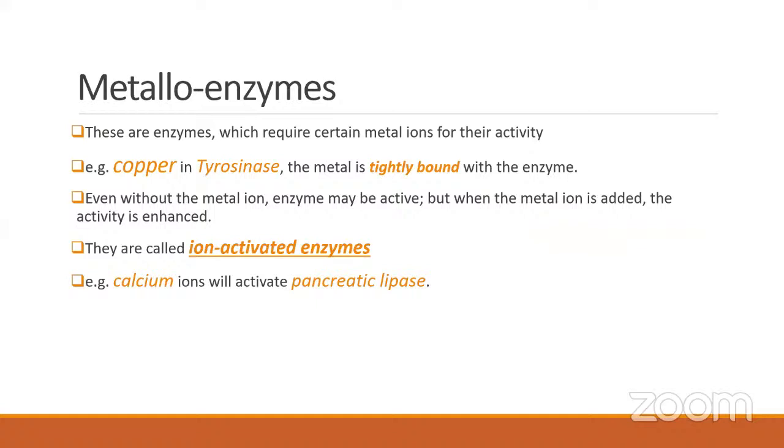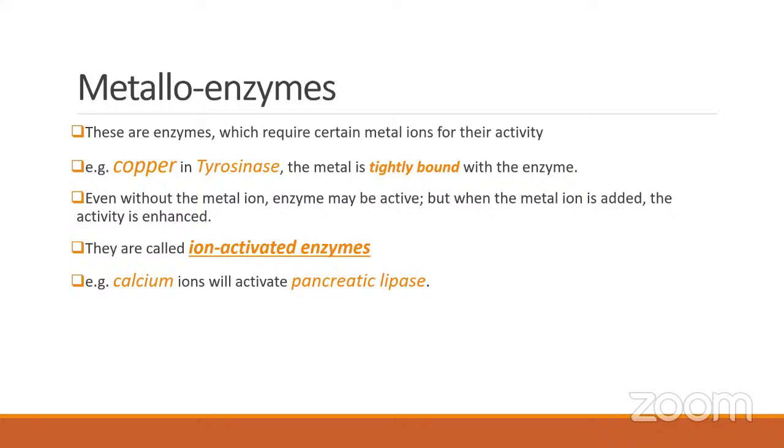A compound enzyme consists of a protein part and a non-protein part. So we are talking more about the non-protein part. The non-protein part can be a prosthetic group, a coenzyme, or metal ions. If the metal ion is combined with the apoprotein part to form the holoenzyme, those enzymes are known as metalloenzymes. So these enzymes actually require metal ions for their activity.